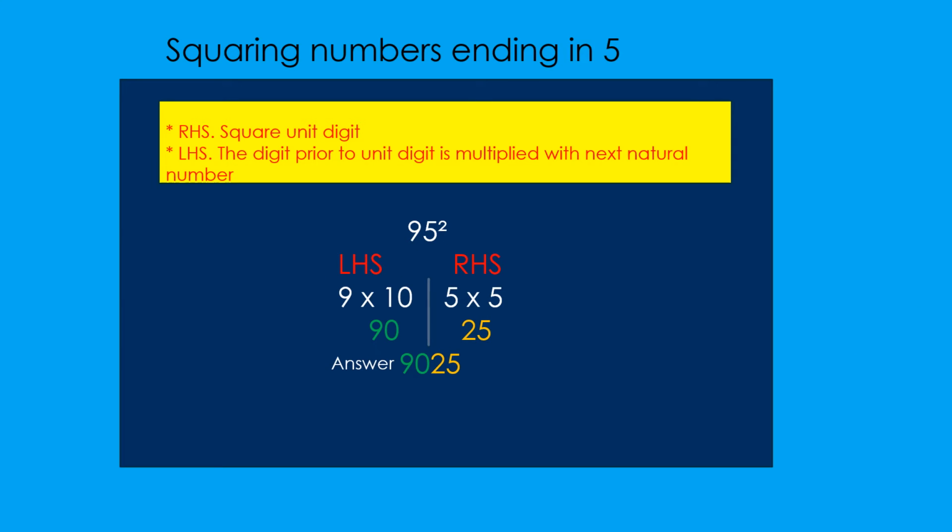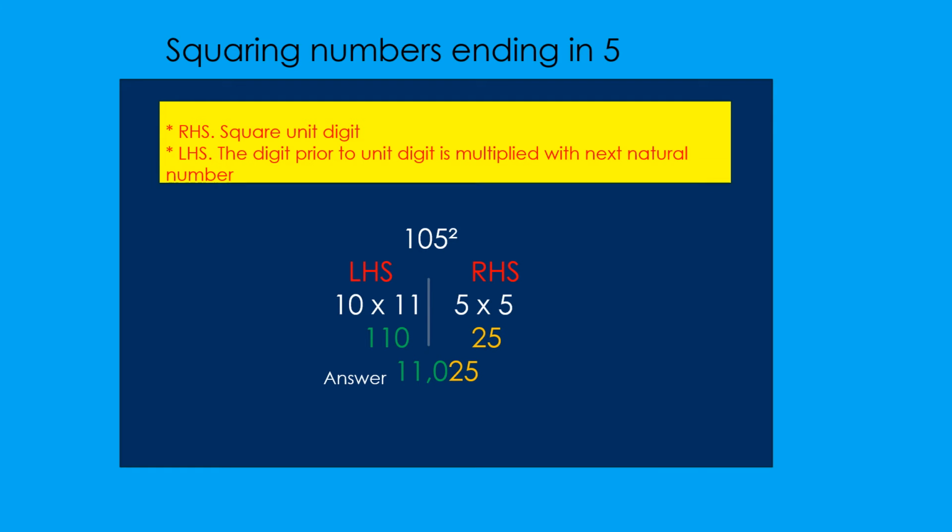95 square or 95 times 95. At LHS, you take the digit prior to the unit digit. The digit prior to the unit digit is 9. 9 is multiplied by what comes after 9, which is 10. So 9 times 10 is 90. At RHS, you square the digit at the unit place. The unit place digit is 5. 5 times 5 is 25. So combine your LHS and RHS to get the final answer, 9025.